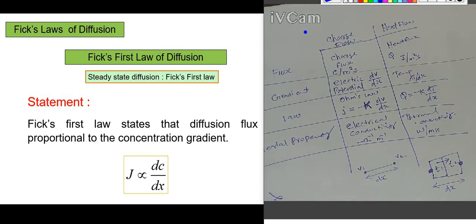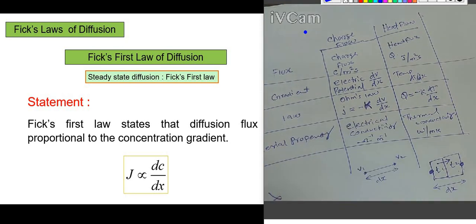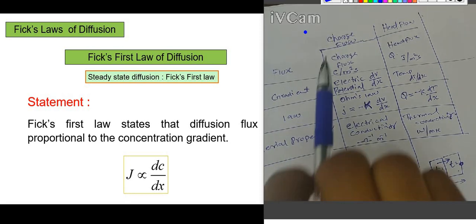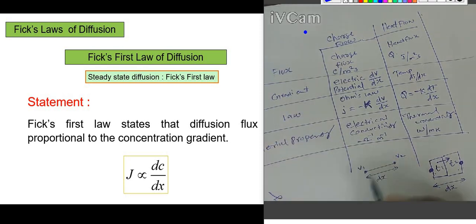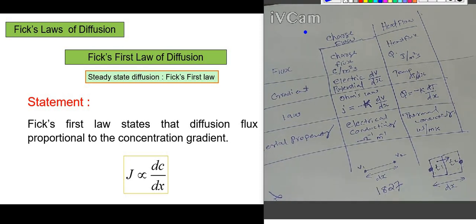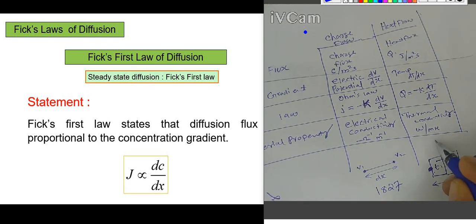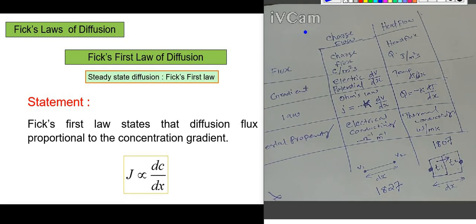Okay, so here for heat flow we have these four parameters: flux, law, gradient, and so on. And similarly, this one is for charge flow, and this equation was developed by Ohm in 1827. And for heat flow, in the earlier days, in 1807, this Fourier law was developed.